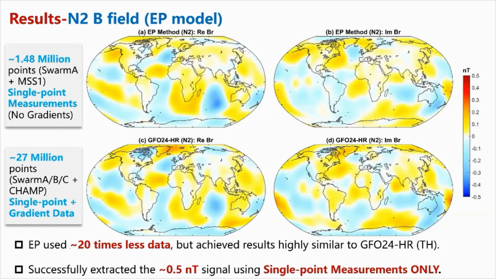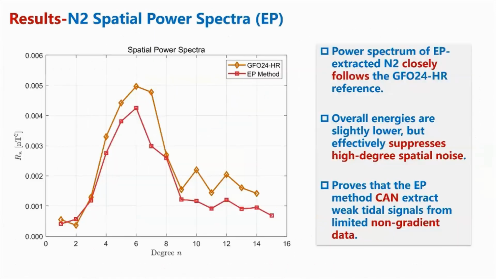Maybe okay, this is the last comparison between these two spectra. As you can see here, our EP method has better results at the higher orders, and the difference is caused by the fact that in our study we only use the single point measurement. We do not use the north-south gradient or east-west gradients.